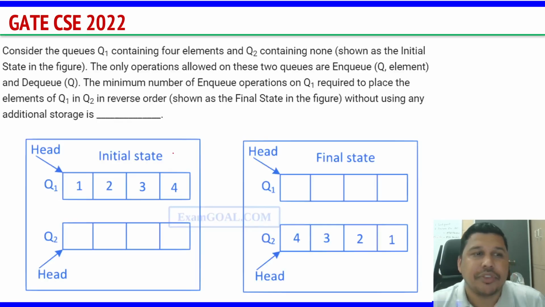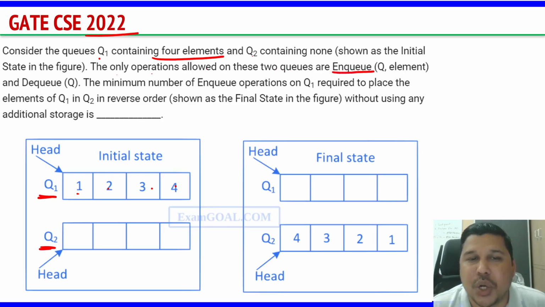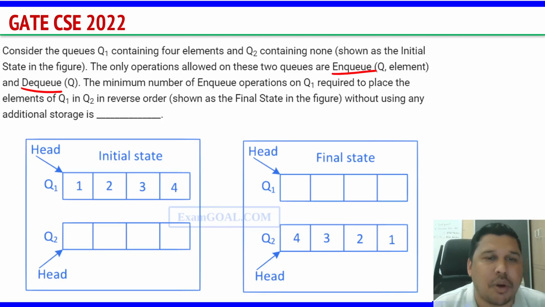Let's see the next question. See here, GATE CSE 2022 question. Consider the queues Q1 and Q2. There is a queue Q1 with 4 elements, 1, 2, 3, 4, and Q2 contains none. You see here Q2, there are no elements. It is an empty queue. The only operations allowed on these two queues are NQ, that is enqueue, and DQ. Generally, on queues we can perform only these 2 operations, NQ and DQ. The question asks for the minimum number of NQ operations on Q1 required to place the elements of Q1 in Q2 in reverse order.